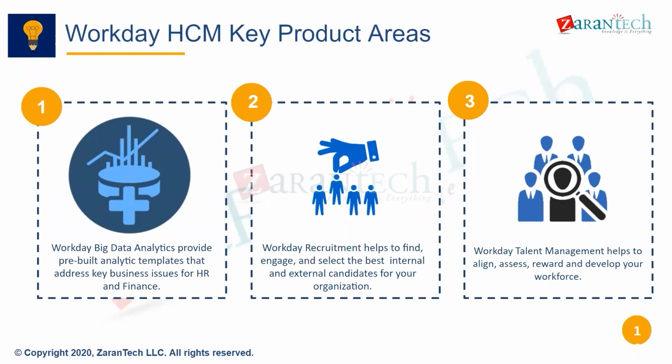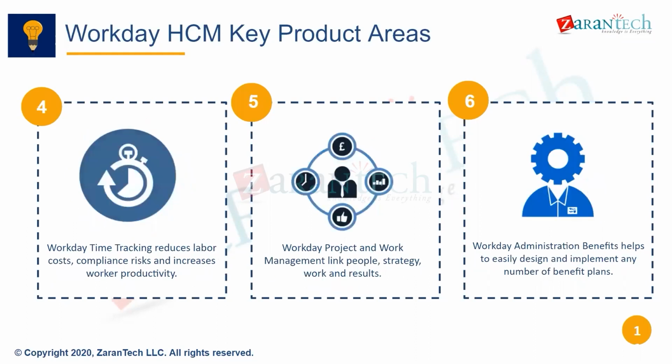It helps to find, engage, and select the best internal and external candidates for your organization. Then talent management helps you to align, assess, reward, and develop your workforce. In a lot of organizations, it is also called performance management, right? Then you have time tracking, which is basically your attendance system. It talks about cost, compliance risk, and increasing worker productivity, and how exactly you can enhance that. Then you have project management tools, work management, strategy, and all those things, which are also part of this HCM system.